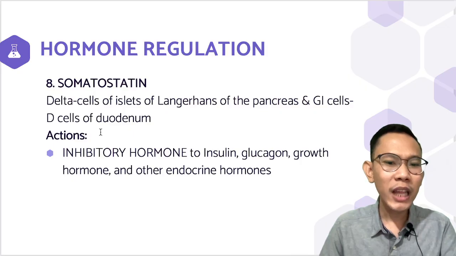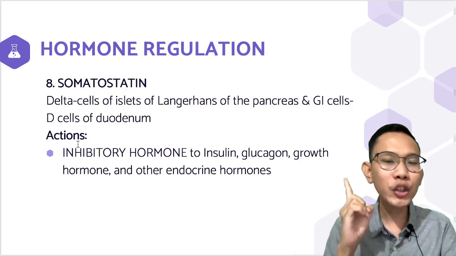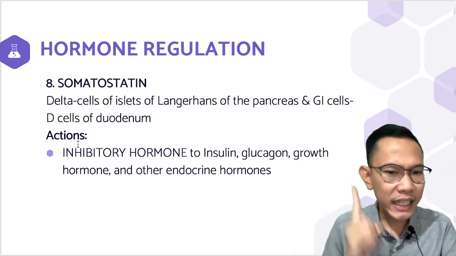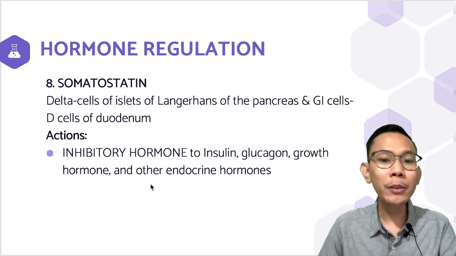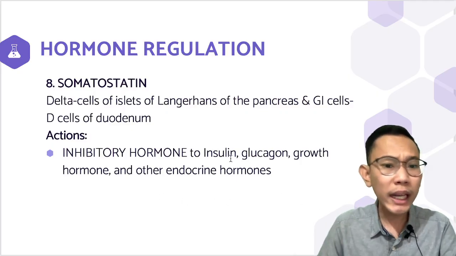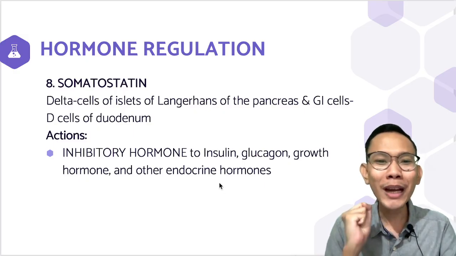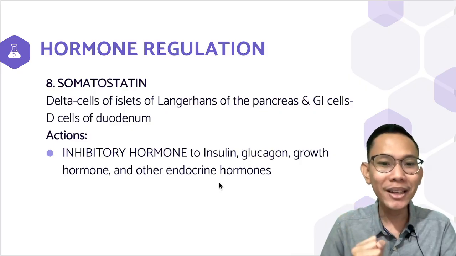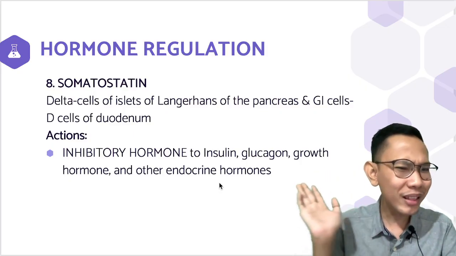So the action is inhibitory hormone. Again ha, when you hear the word somatostatin, it is an inhibitory hormone, meaning it will inhibit your insulin, your glucagon, your growth hormone, and other endocrine hormones. So therefore, hindi lang insulin ang ini-inhibit niya, ini-inhibit niya rin ang glucagon. So nga, binabasa ko yung somatostatin as somatostapin. Kasi nga, somatostatin is generally inhibitory. It will inhibit a lot of hormones.